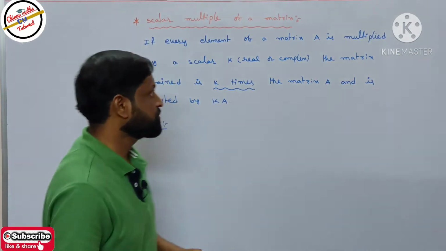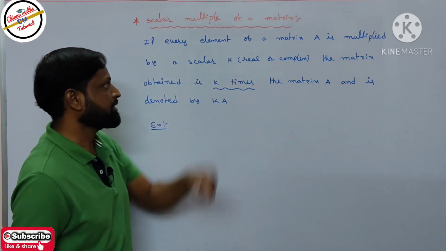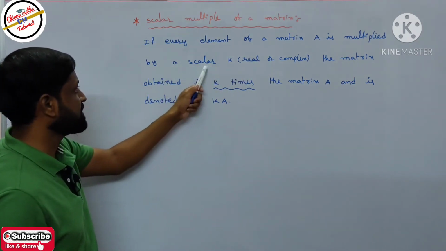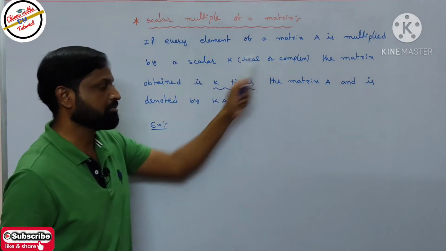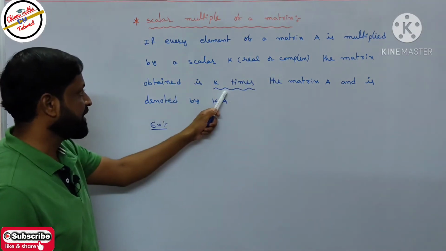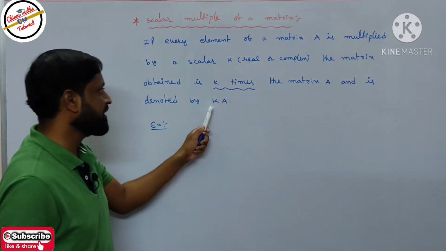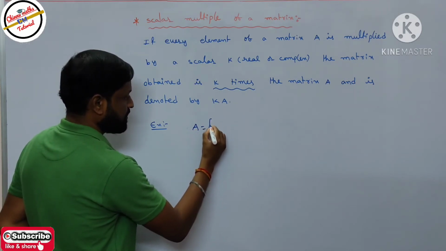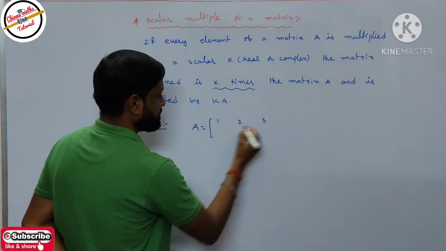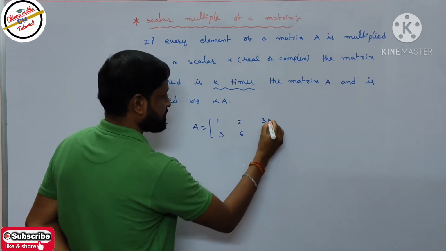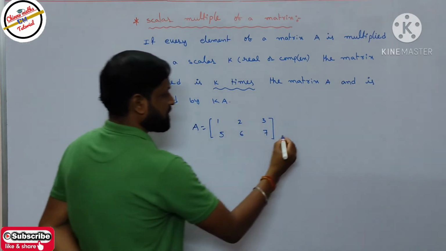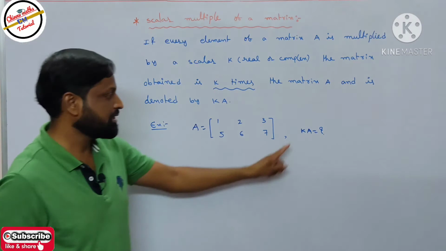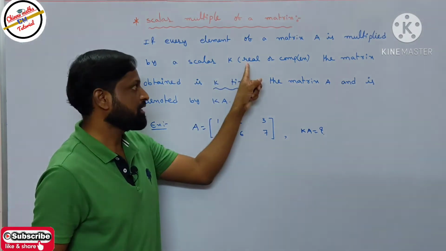We discuss the next definition, the scalar multiple of a matrix. Here, every element of matrix A is multiplied by the scalar k. Here k is a real or complex number. The matrix obtained, k times matrix A, is denoted by kA. Take one example. For example, matrix A is given by 1, 2, 3, 5, 6, 7. Then we can write kA. What is k here? k is the scalar, a real or complex number.